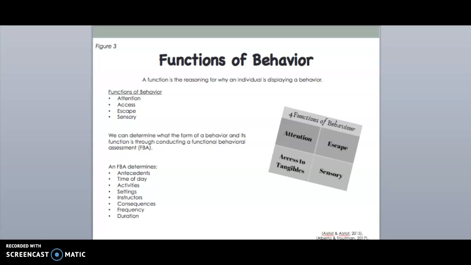Through a functional behavioral assessment, we typically can determine exactly what a behavior looks like. This assessment determines what time of day a behavior occurs, during what activities, in what settings, with what instructors, and with what peers. We also can determine what antecedents are occurring, what is happening immediately before a behavior, and what consequences are occurring, what happens immediately after a behavior. We also can determine how often a behavior occurs and for how long. This is known as ABC data collection: antecedent, behavior, consequence. It is important to understand the function of a behavior in order to not only address it, but also to assure that we are not accidentally reinforcing misbehavior in the future.